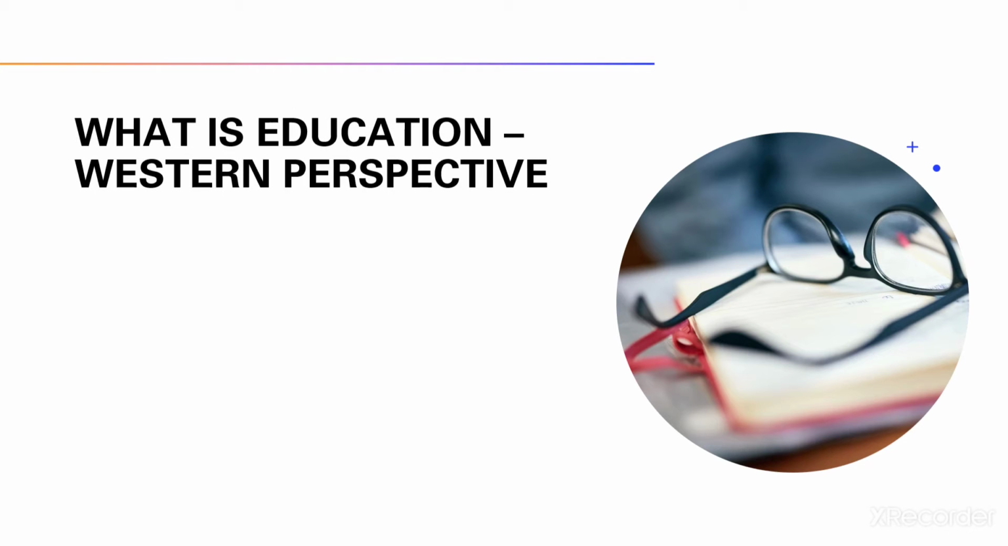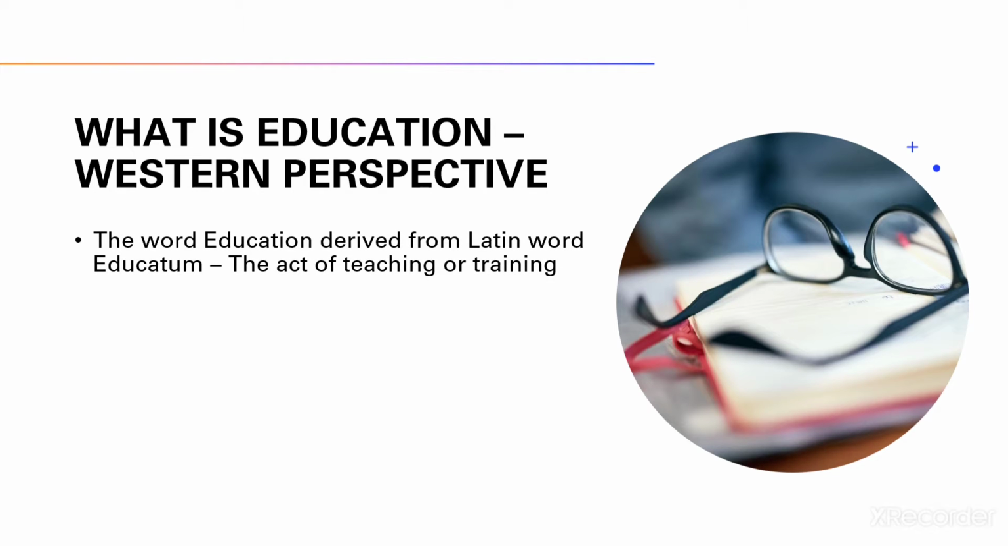What is education from Western perspective? According to some learned people, the word education has been derived from the Latin word educatum, which means the act of teaching or training. A group of educationists says that it has come from another Latin word educare, which means to bring up or to raise.